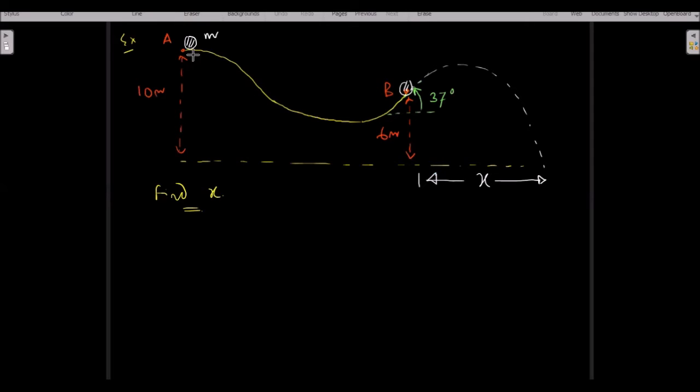This problem is simple. This ball is released from this point. So it will move along the track. At point B, it will lose contact. This track is inclined at an angle of 37 degree. So after losing contact with this, it moves as a projectile. It hits the ground here. So you have to find out the horizontal distance covered by it. That is X.